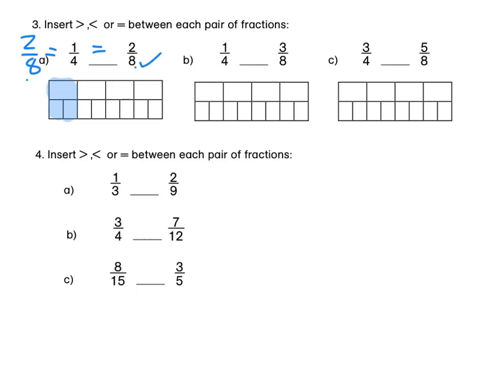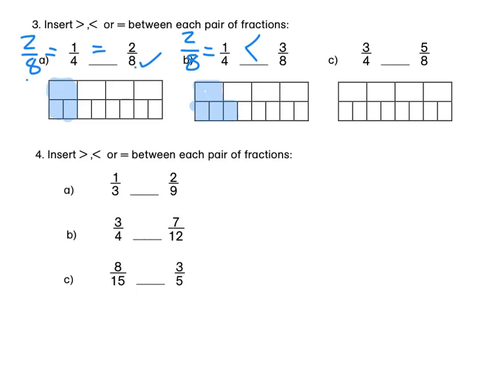For B, now we've got 1/4, let's write it as something out of 8, times top and bottom by 2 is equal to 2/8. So 2/8 or 1/4 is less than 3/8, and if we shade it there, we've got the 1/4 or 2/8, and there we've got 3/8.